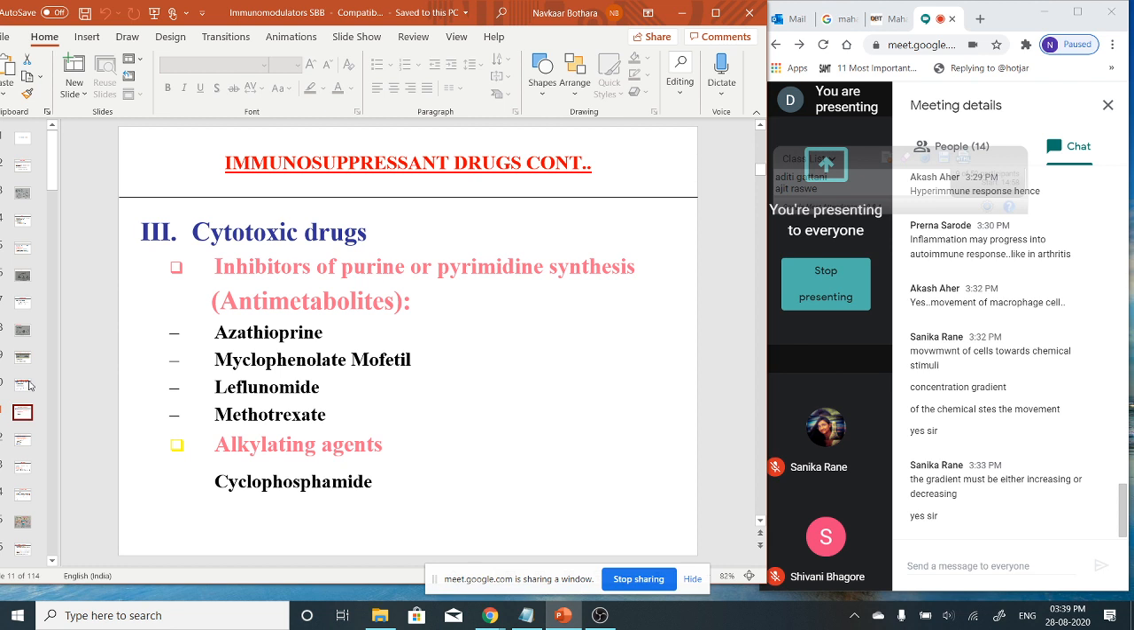So most of these are called antimetabolites. Now this word antimetabolite you should keep in mind. Has anybody heard about this word antimetabolite somewhere earlier? Know about it?